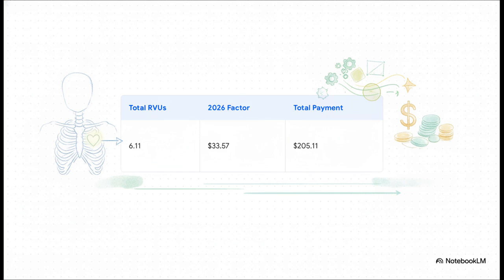To get our final price tag, we multiply those RVUs by the Medicare conversion factor, which CMS sets every single year. For 2026, that conversion factor is $33.57 for qualifying alternative payment model participants. So let's do the math. 6.11 times $33.57 equals exactly $205.11. And boom, that is literally how the translation from human biology to standardized math gets finalized.